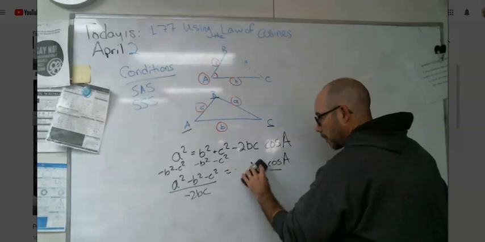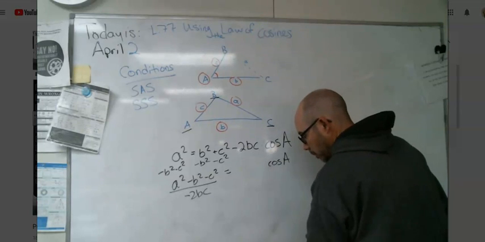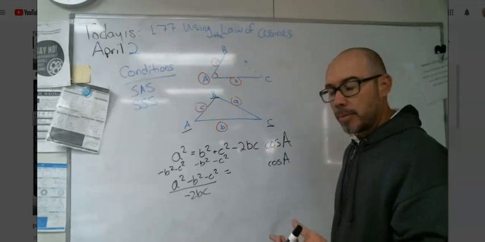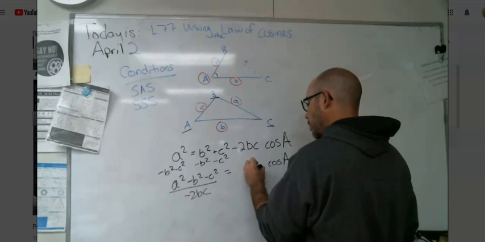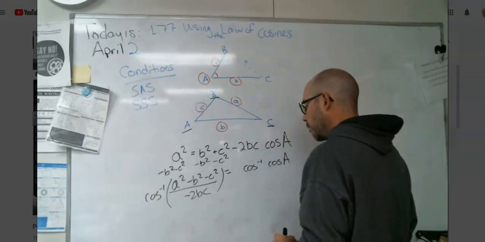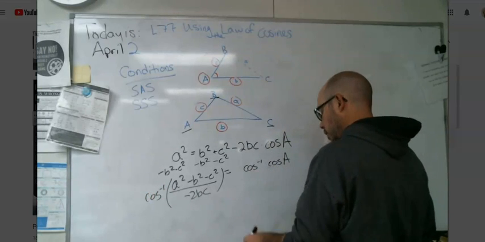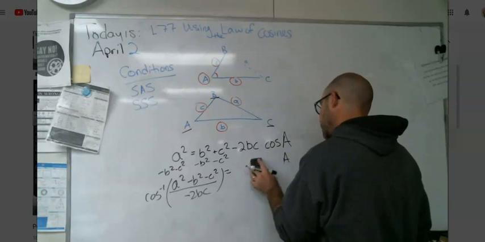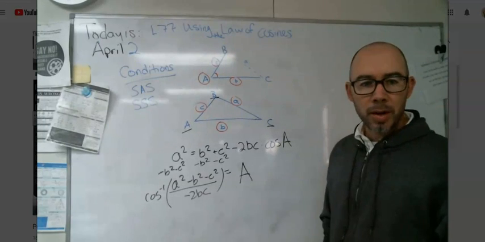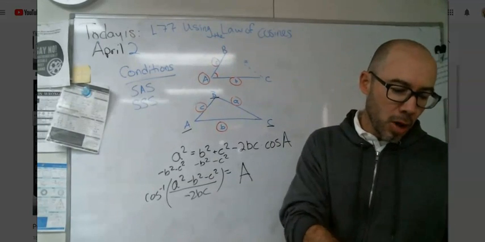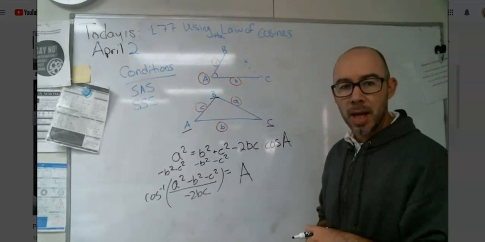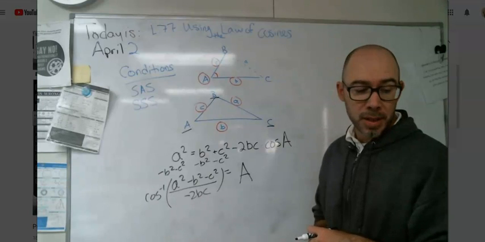Once I do that, I'm left with the cosine of A. But my goal is not to get the cosine of A, my goal was to get A. And so we're going to do the inverse operation. We're going to take the inverse cosine of both sides. The inverse cosine of cosine is just that angle. So here we go. Here's one of the ways we could write the rule for getting to that first angle available to us, angle A, if we are given all three sides.